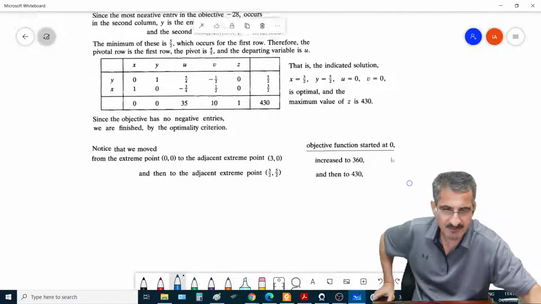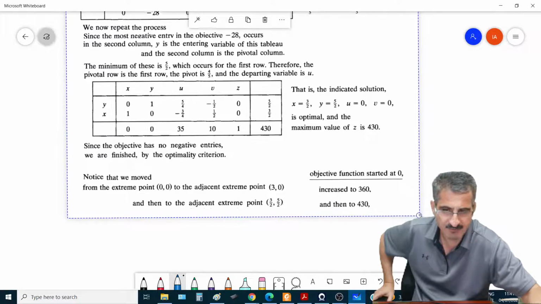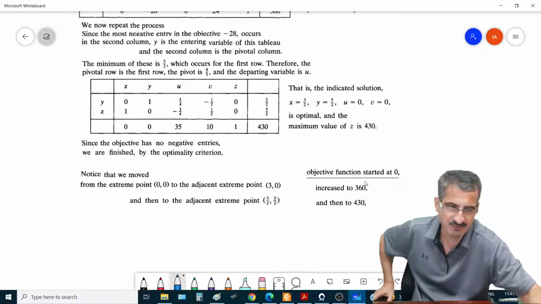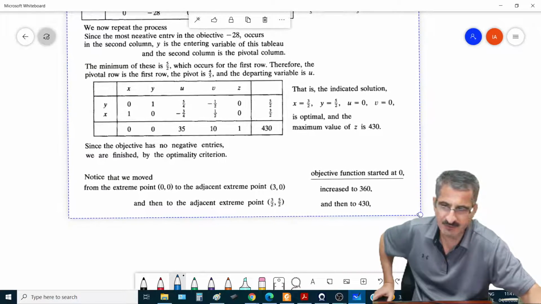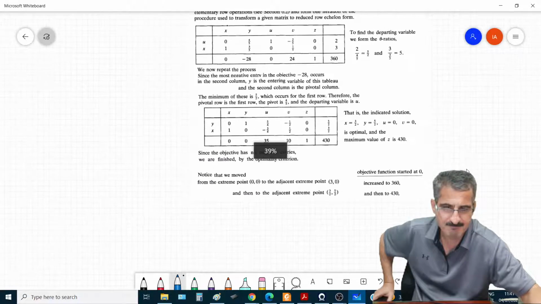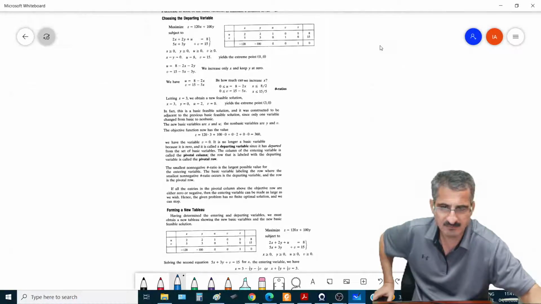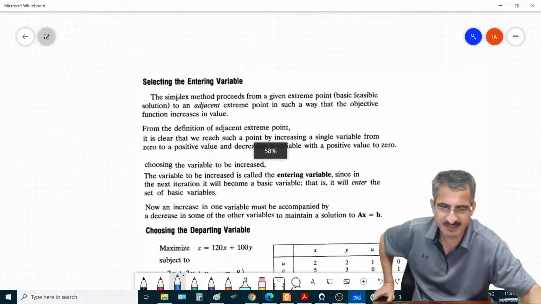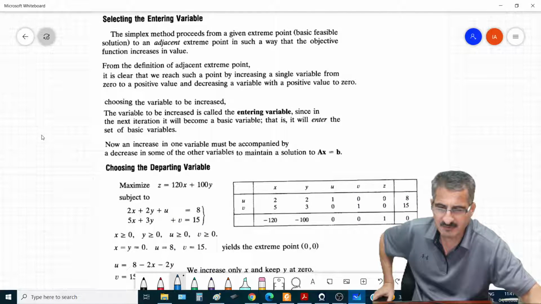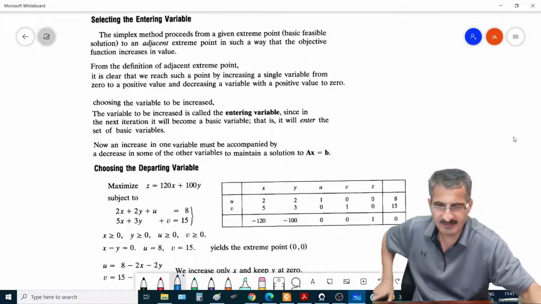Okay. Now I will go quickly over why the methods we have seen give us the optimal solution, and this will be combined with a simple example. Now, selecting the entering variable.